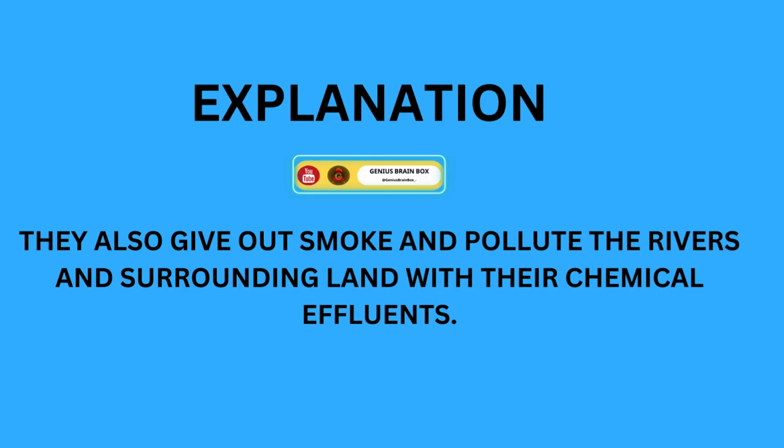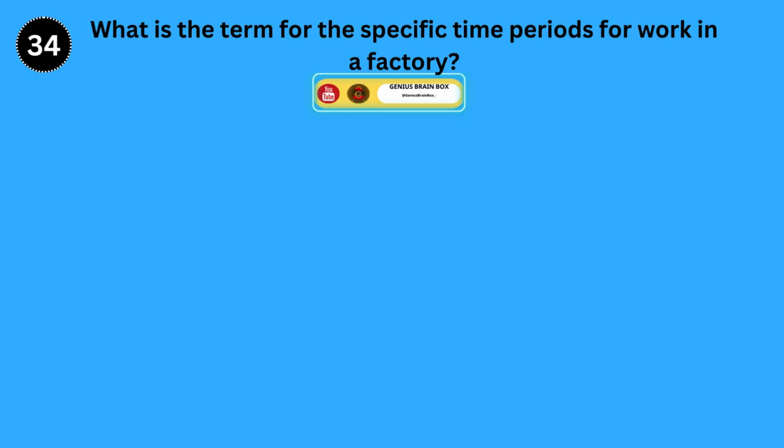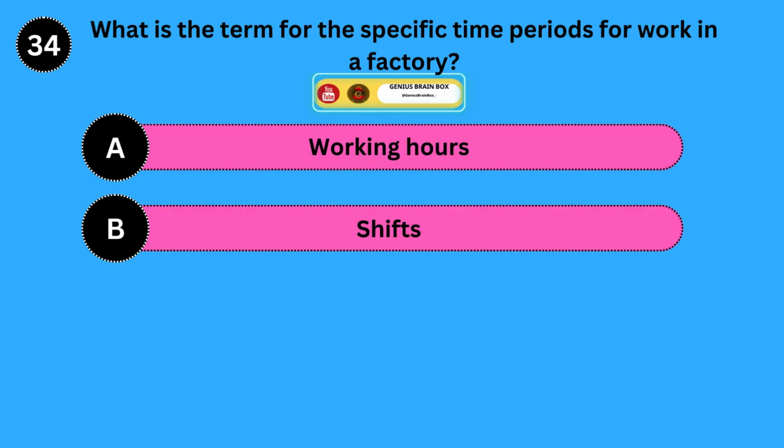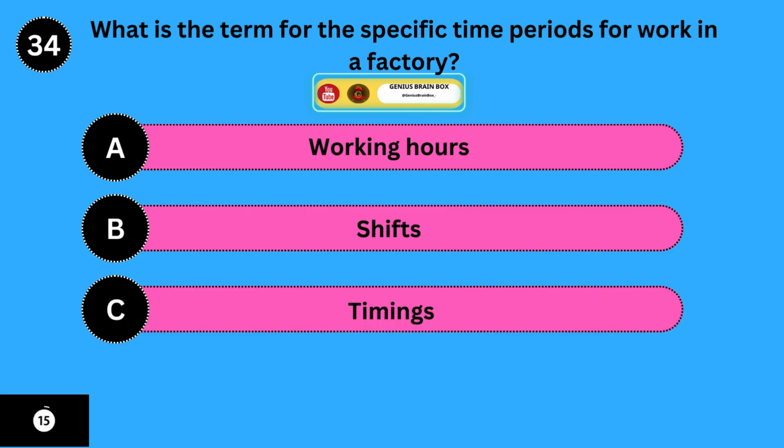Explanation. They also give out smoke and pollute the rivers and surrounding land with their chemical effluents. What is the term for the specific time periods for work in a factory? Option A, working hours. Option B, shifts. Option C, timings.